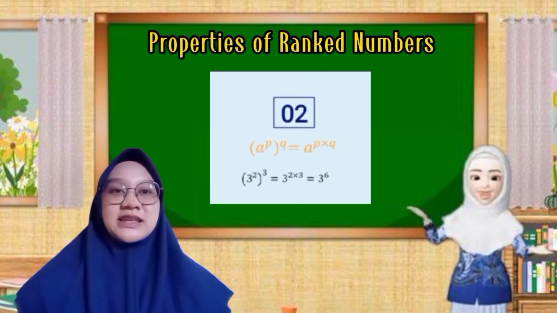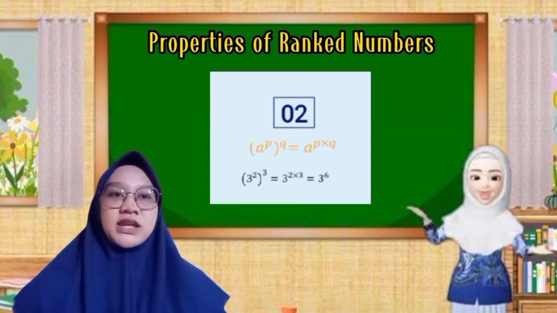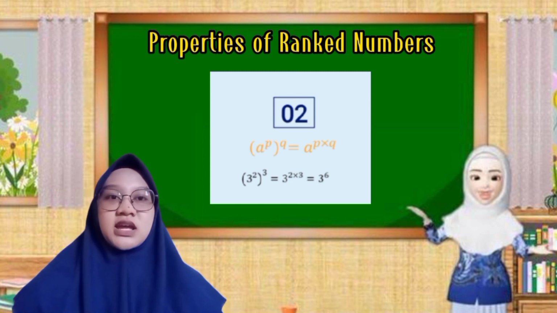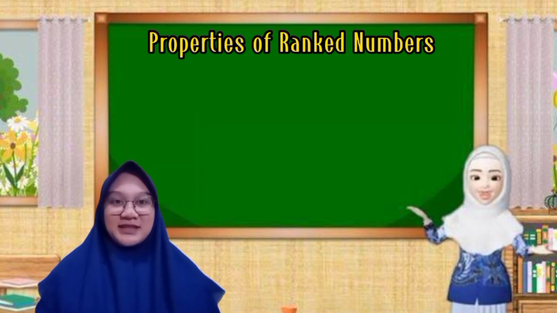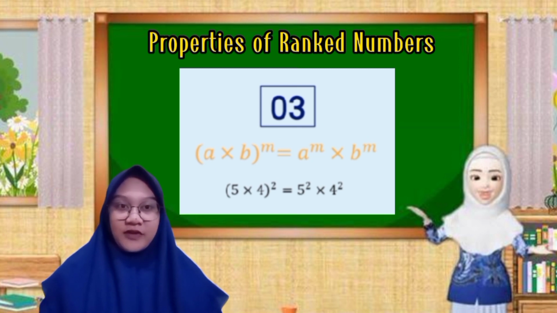The second property is in brackets a to the p, all to the q. If there is a property like this, then the ranks are multiplied. For example, in brackets 3 squared, to the 3, equals 3 to the 2 times 3 equals 3 to the 6. The third property is in brackets a times b, to the m. If there is a property like this, then it equals a to the m times b to the m. For example, 5 times 4 squared equals 5 squared times 4 squared.